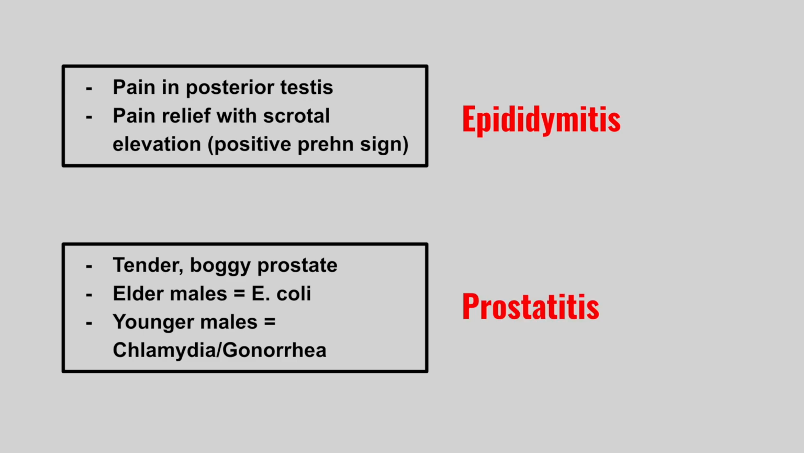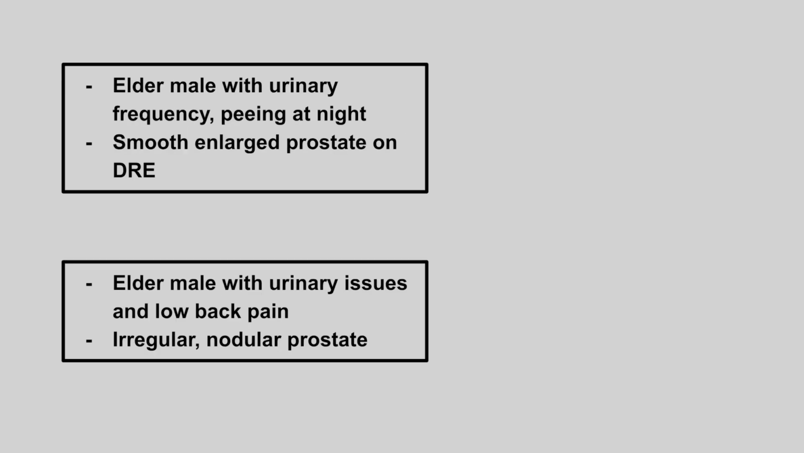So this is prostatitis. Next, we have an elder male with urinary frequency. He's going to report peeing at night. And on digital rectal exam, we see a smooth, enlarged prostate. This is benign prostatic hyperplasia, BPH.